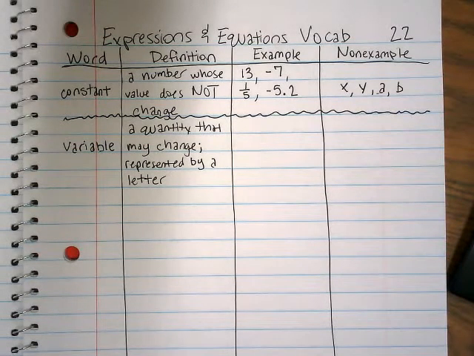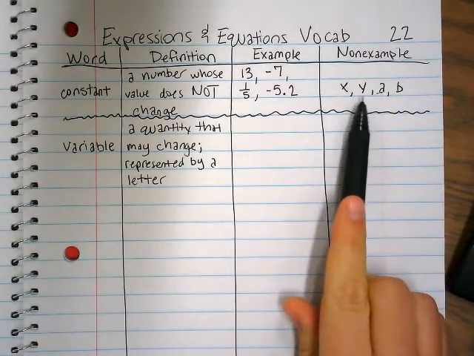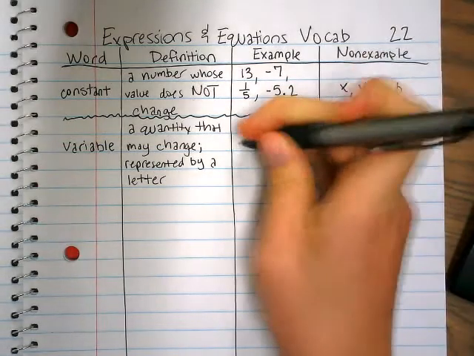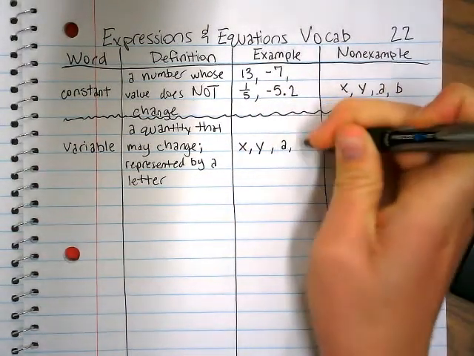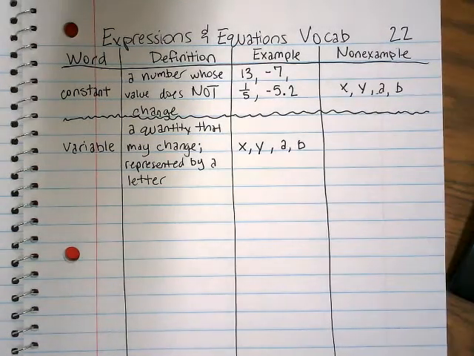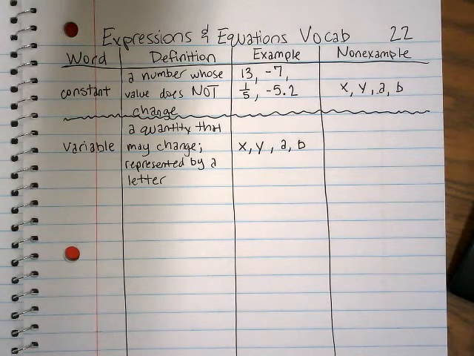Okay, so some examples of this would kind of be what we wrote down in the non-examples for constant. It would be if you see an x in the problem, a y, an a, b, or any other letter. These all represent quantities that may change. That's why we use a letter to represent them.